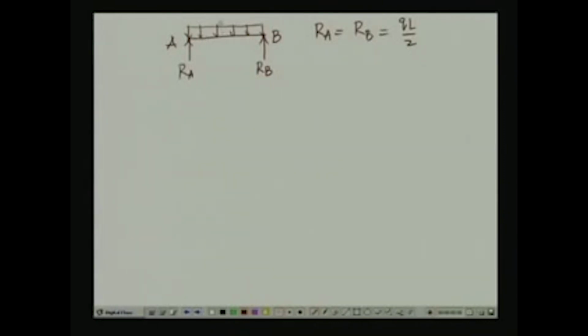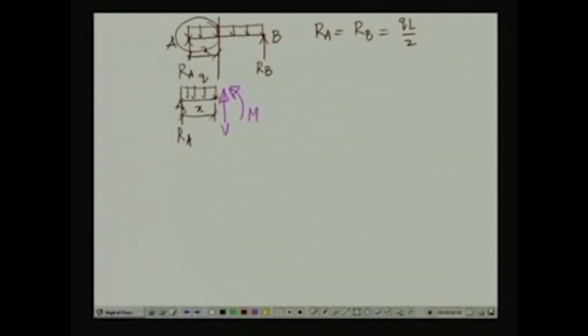Now, if I take a segment at a distance of x, a free body of this particular part will yield that you have the reactive force R A here, you have the Q, and on this cut we will have the shear force V and bending moment M. These are the positive directions of V and M as we have seen. This is the value of Q, and mind that this is at a distance of x from A.